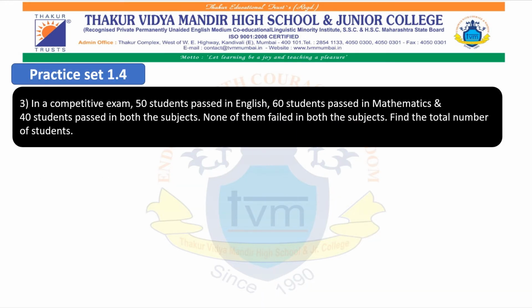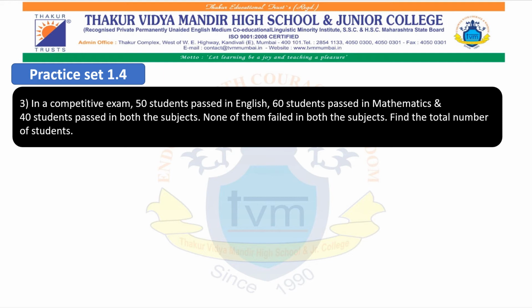Sum number 3, again a word problem. In a competitive exam, 50 students passed in English, 60 students passed in mathematics, and 40 students passed in both the subject. In this particular sum, they are talking about a competitive exam. In that competitive exam, 50 students had passed in English and 60 students had passed in mathematics, and 40 students passed in both the subject.